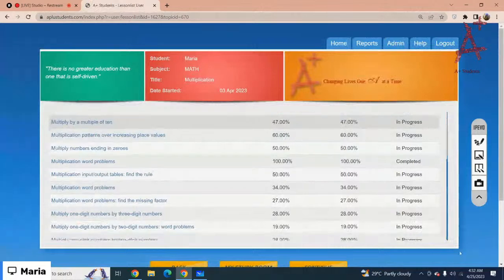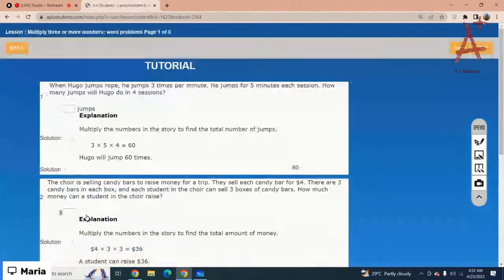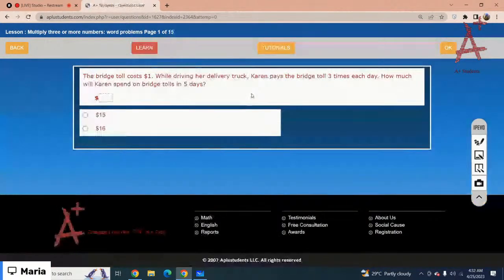The next lesson is multiply three or more numbers word problems. So let's just start with the word problems. I'm going to start with the test questions because tutorial one are already solved.